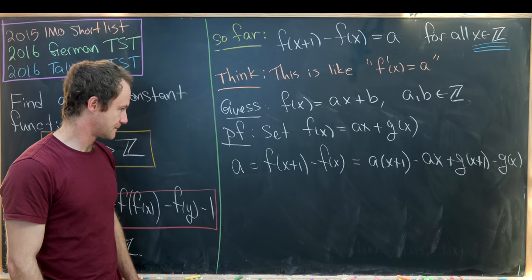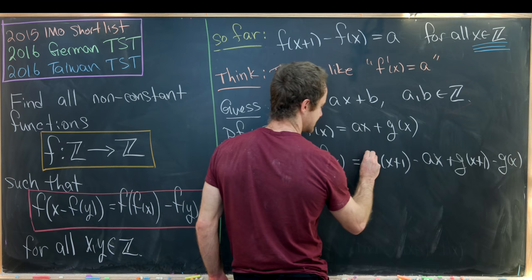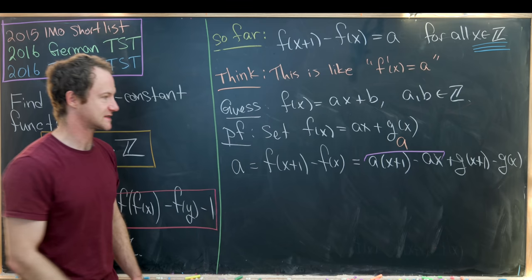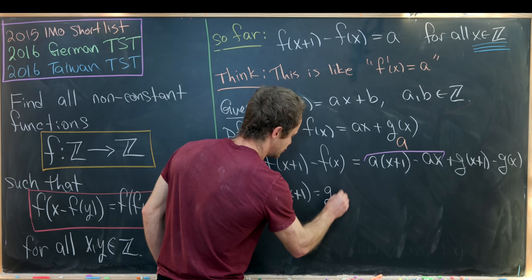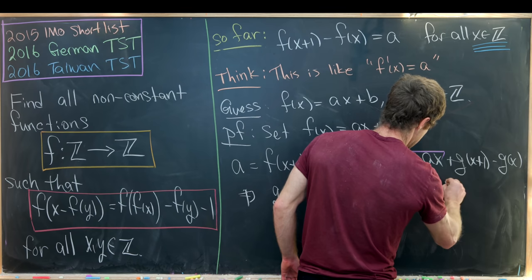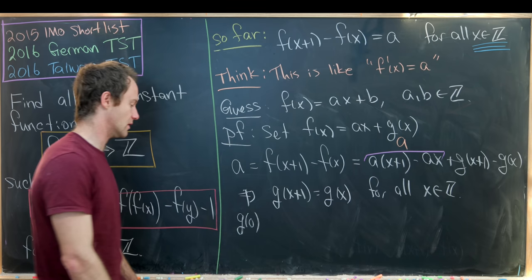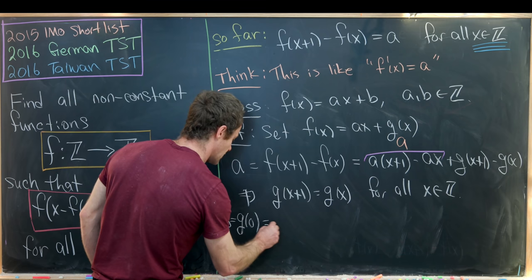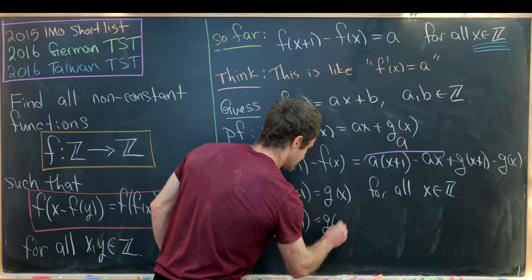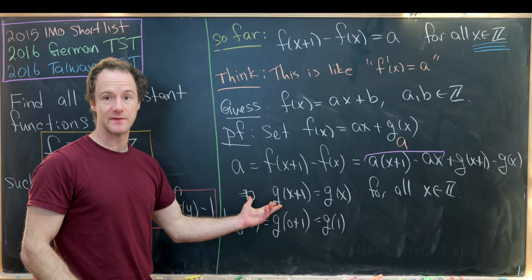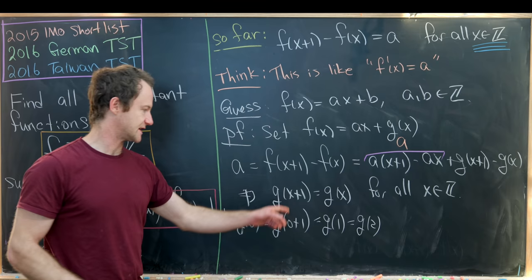Okay, but now notice that this a times x plus 1 minus a times x is exactly a, which will cancel on this left-hand side, leaving us with g of x plus 1 equals g of x, but that's true for all integers x. But what does that tell us? Well, we can start here at g of 0, which is equal to a constant. I'll call that constant b. And notice that g of 0 is equal to g of 0 plus 1, which is g of 1. But then in turn, g of 1, applying this again, will be the same thing as g of 1 plus 1, or g of 2. And then g of 2 will be the same thing as g of 2 plus 1, which is g of 3.